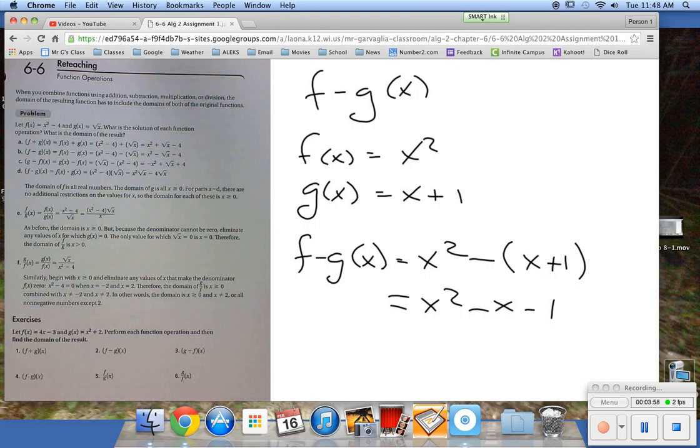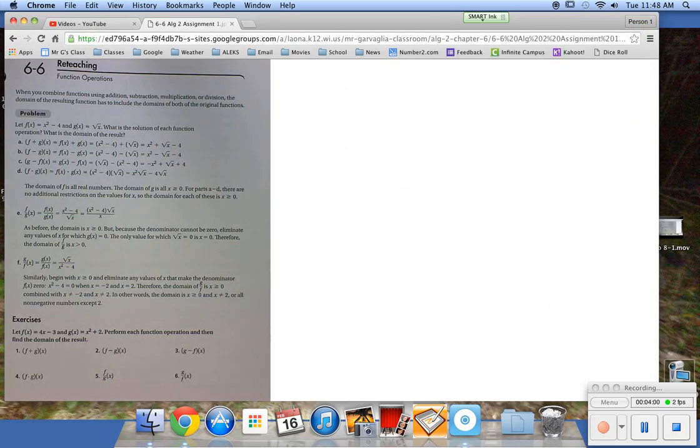All right, so that's one of them. Here's another one. F over g of x. You divide them. Okay, and f times g of x. You multiply them. Looking pretty good?